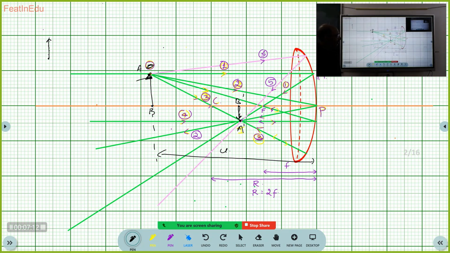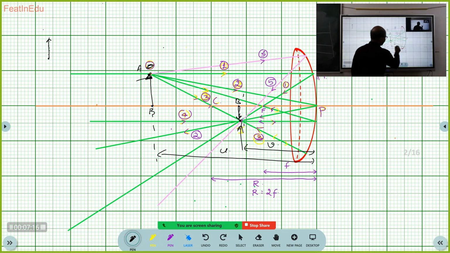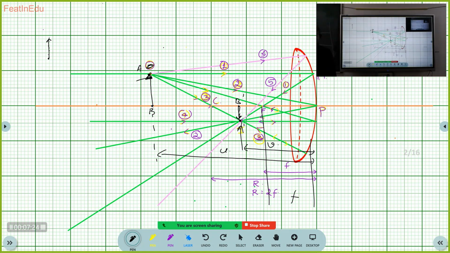What is the image distance? This is the image distance, B. And then what is the focal length? This is the focal length. Right? For the first one. Right? Okay.